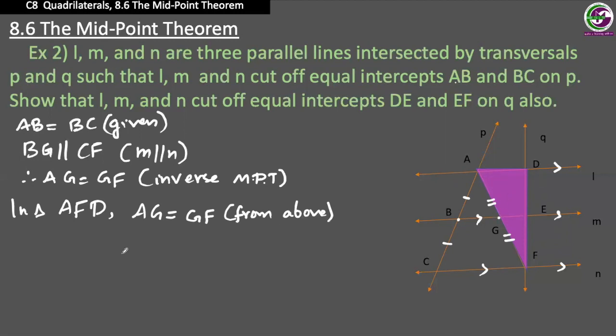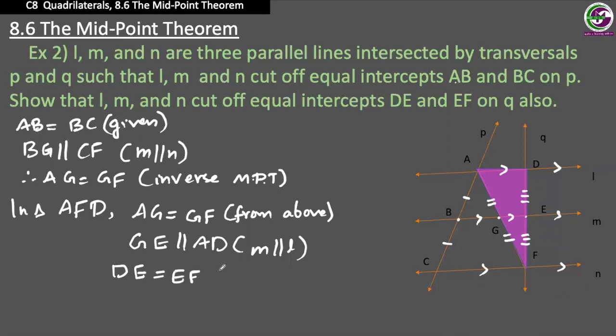And GE is parallel to AD because line M is parallel to L. So again, by the inverse of the midpoint theorem, a line joining the midpoint of one side parallel to the third side joins the midpoint of the second side. So we can find that DE is equal to EF by the inverse midpoint theorem. That's what we have to prove here. It's an amazing question. That's all for today, and the exercise we will solve in the next period.